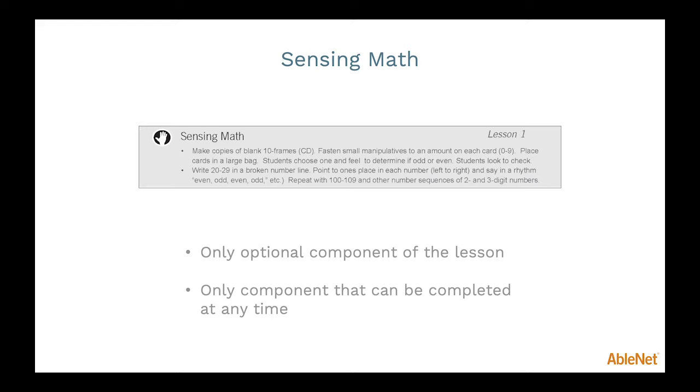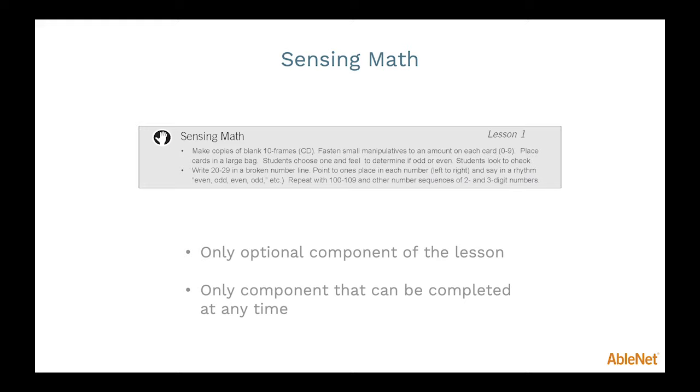The Sensing Math activity is an opportunity for students to explore the math concept or objective through a sensory activity. In this example, you have a tactile activity exploring odd and even numbers. You can use blank 10 frames and fasten small objects or manipulatives to the 10 frames. Place the 10 frames in a bag, and students feel the cards to determine if the amount is odd or even. This is a tactile way for students to explore this objective and make a connection.